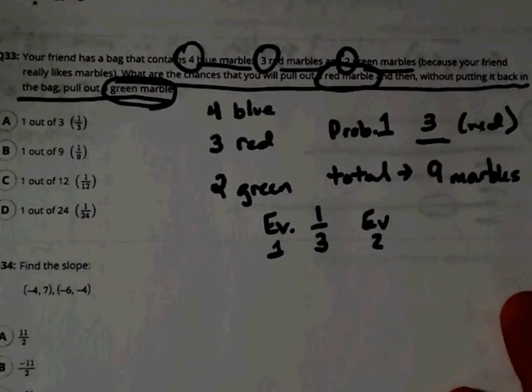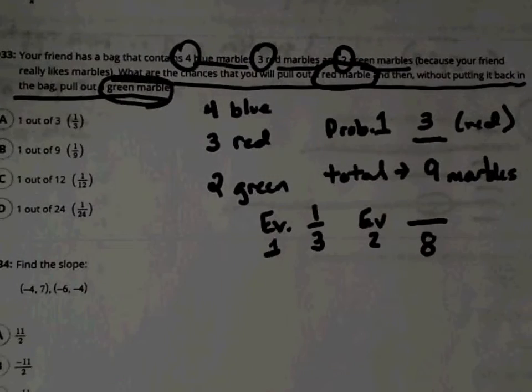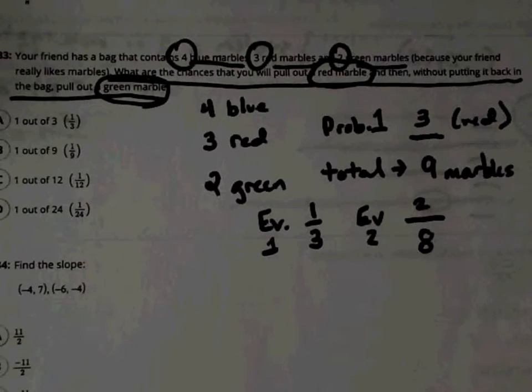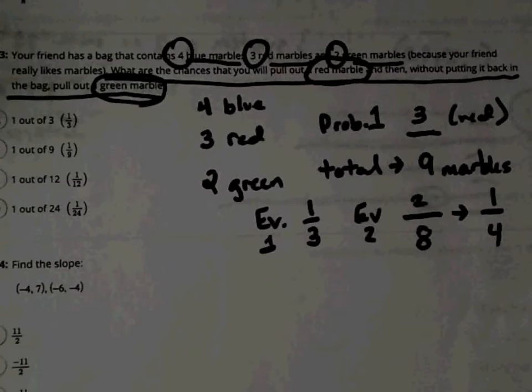And then event 2. For event 2, did the total number of marbles change? Yes. It did. Why? Because there's 1 missing. And so this would now go from 9 marbles to 8 marbles. And how many possibilities do I have of pulling out a green marble? 2. 2 of them. All right? And so therefore, I have a 2 out of 8 chance, or a 1 out of 4 chance of pulling those out, correct?